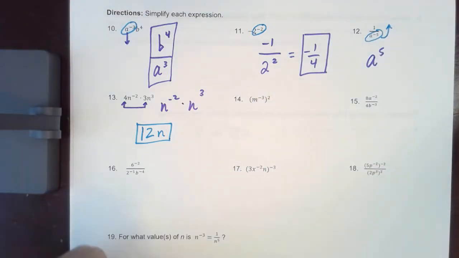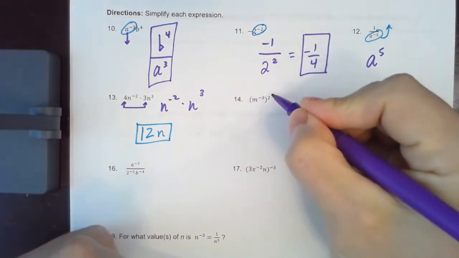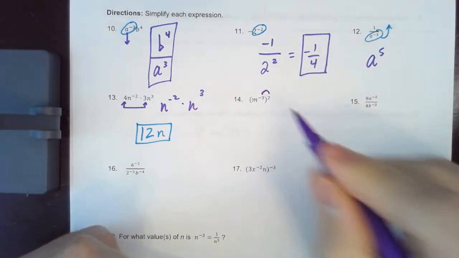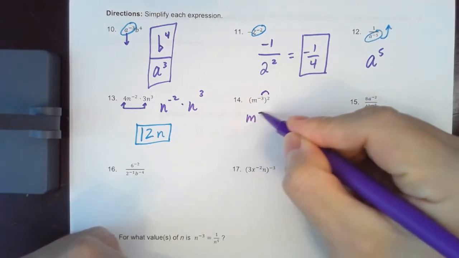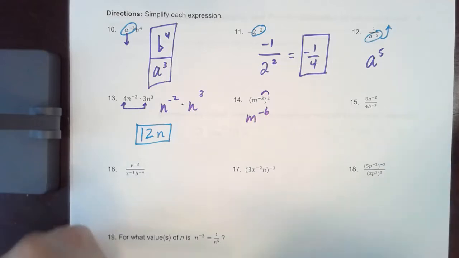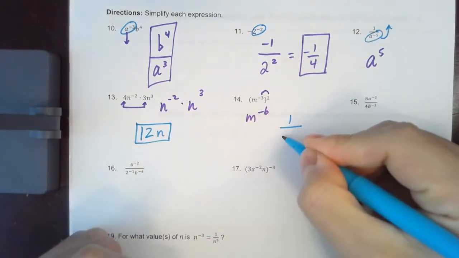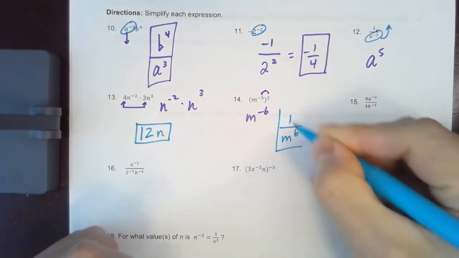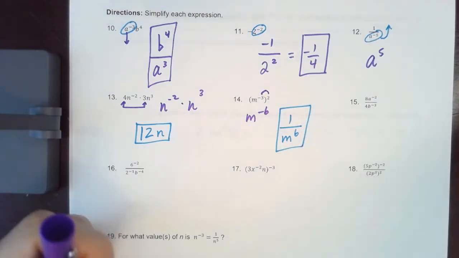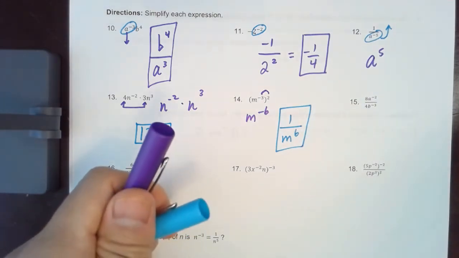Okay. What I like to do with something like 14 is I like to distribute the 2 to the power, and I get m to the negative 6. And then obviously, you can't leave it like that. Your answer is 1 over m to the 6. Okay, so you can see how these questions go pretty fast.